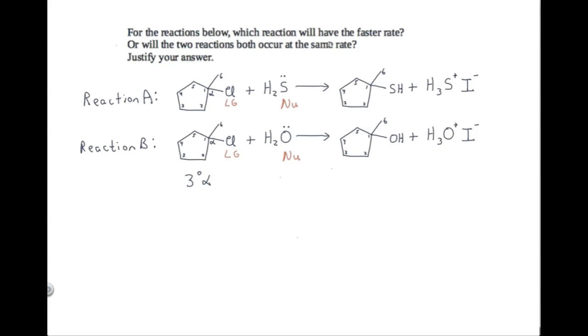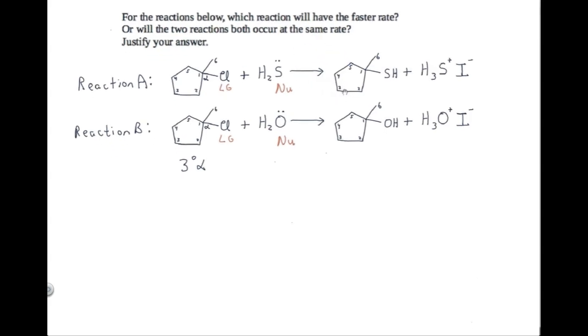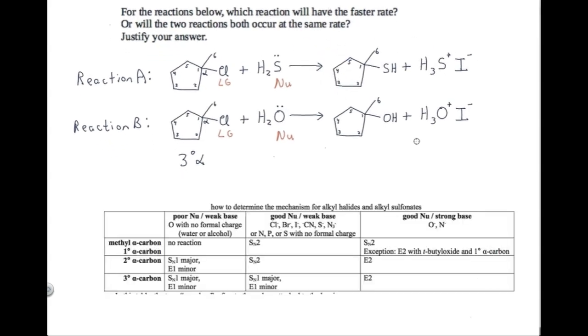Well, the problem here does not tell us the mechanism, so we have to use the table to figure out the mechanism. We're in the bottom row of the table because we have a tertiary alpha carbon. Now, in reaction A, we're using neutral sulfur as our nucleophile. That puts us in the middle column, and that means we would be in this cell of the table. On the other hand, for reaction B, we're using the neutral oxygen in water as the nucleophile. That would put us in this left-hand column, which would mean we're using this cell.